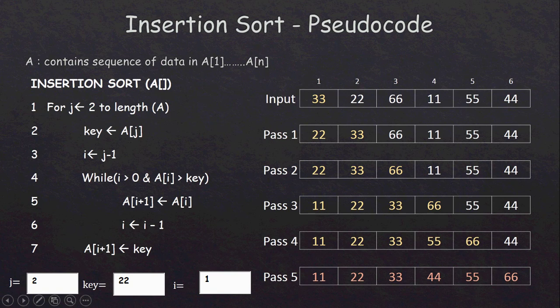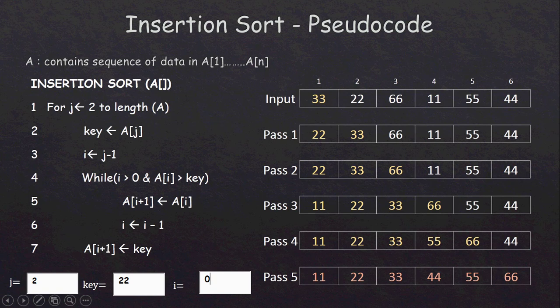A of i is stored in A of i plus 1. A of 1, that is 33, is stored in A of 2. Then i equal to i minus 1, so the i value becomes 0. Then again this condition is checked. i greater than 0 is false, so it will not execute these two statements again. Then it will execute line number 7.